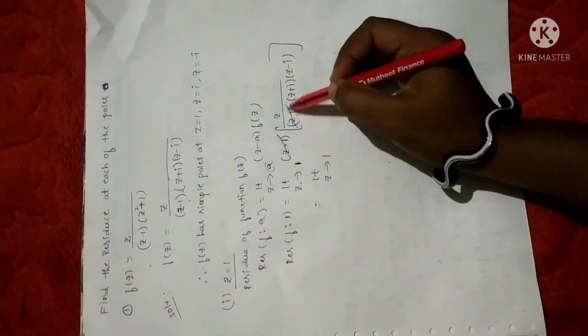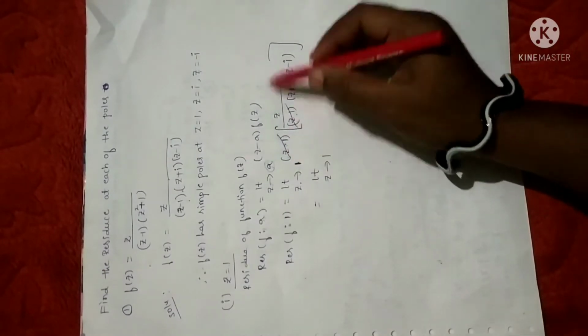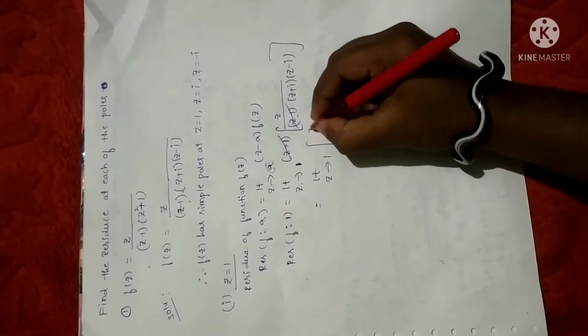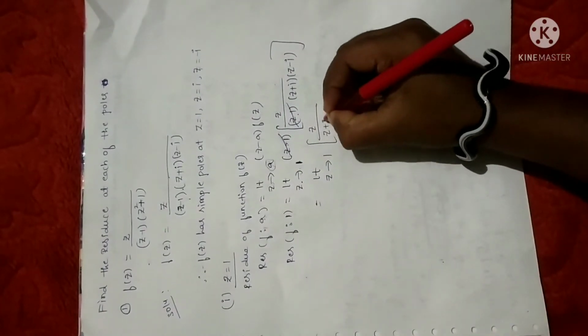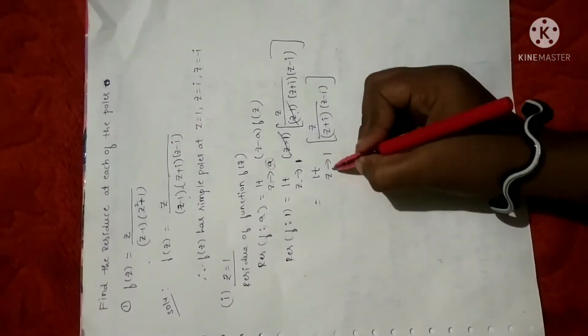If, without simplifying, you substitute the limit, you will get 1 minus 1, which is 0. So 0 into anything will become 0. So first you have to cancel the term, then you just write down the remaining values. So you will get z plus I into z minus I. Clear? Now apply the limit.